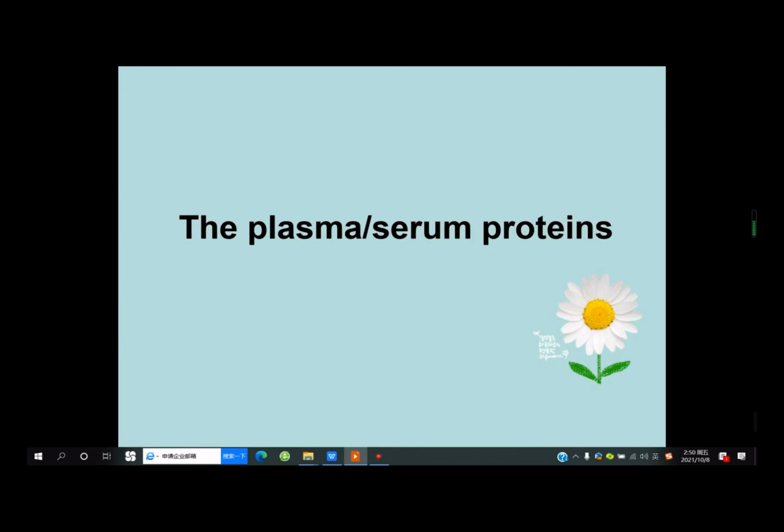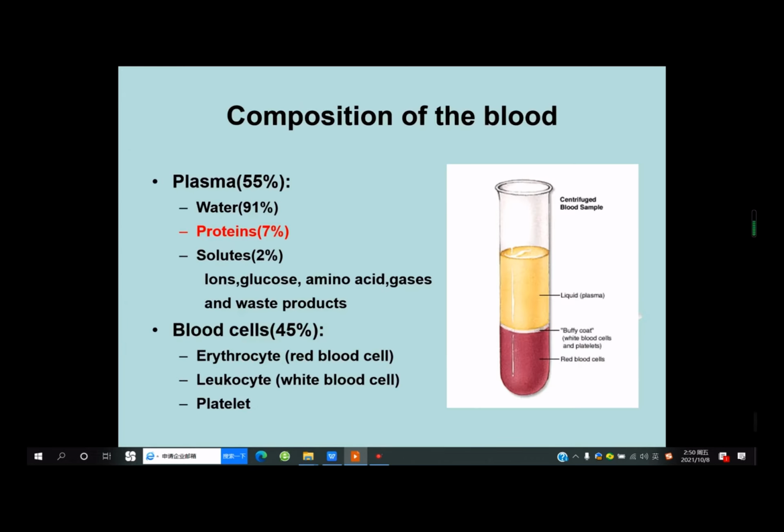Firstly, we will talk about the plasma or serum proteins. This is the tube of blood, which was added one kind of anticoagulant. If we centrifuge the tube at 3,000 RPM for 5 minutes, the tube of blood will be shown just like the picture of this slide.